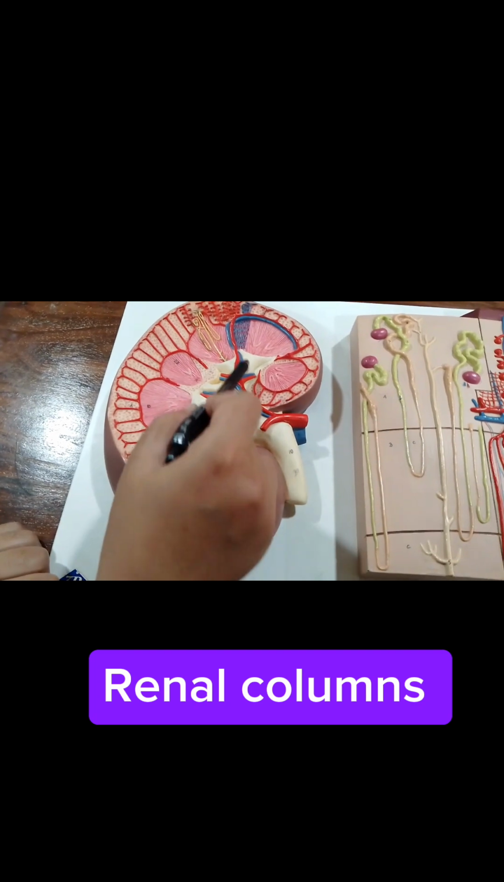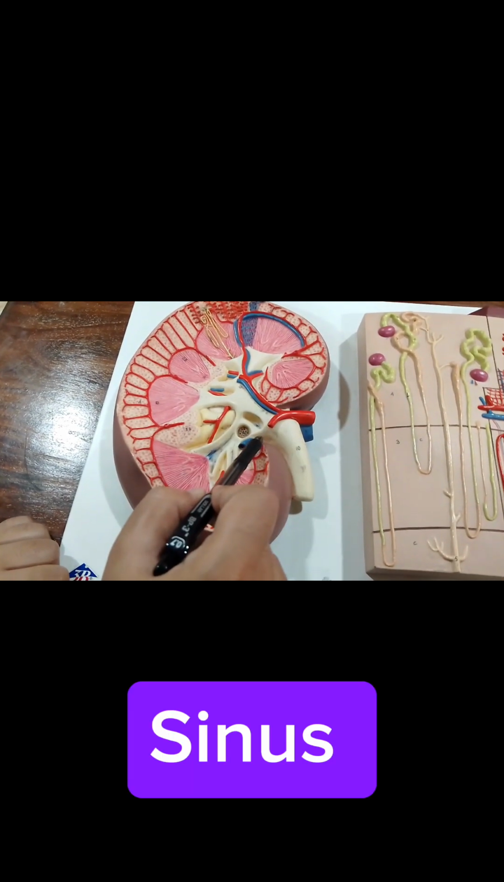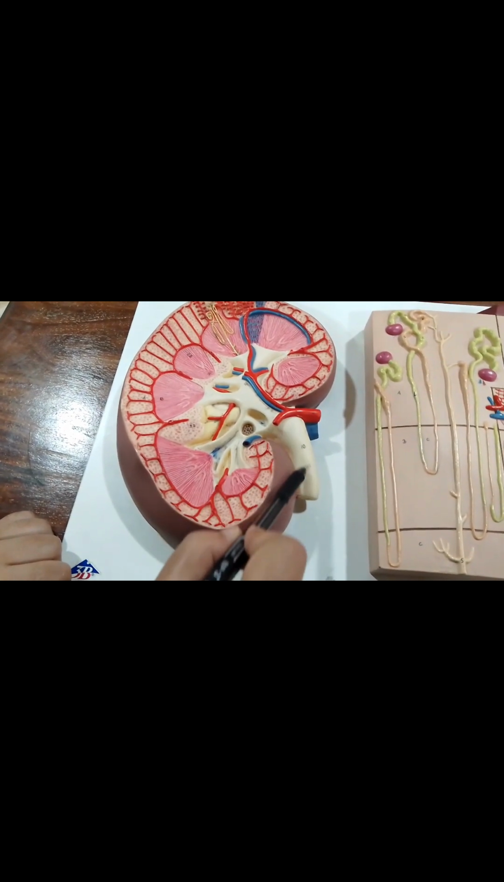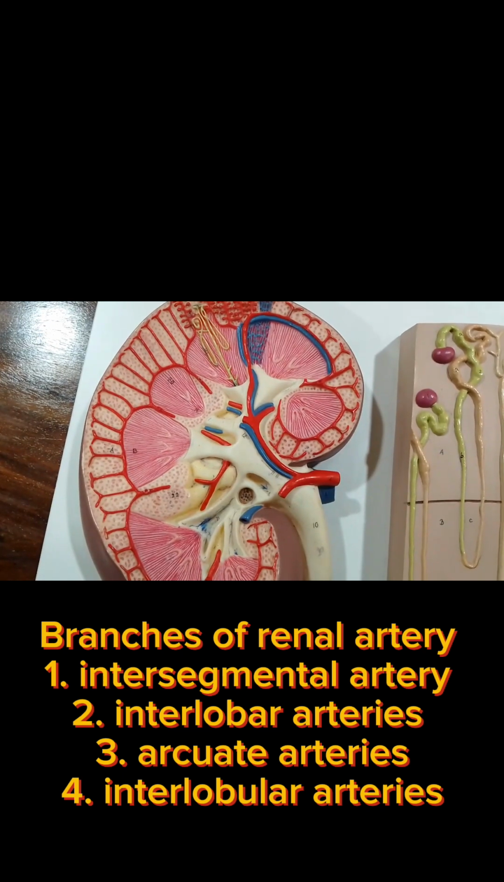And this structure you can see is called the sinus of the kidney, and the entrance where the vessels and the nerves enter is called the hilum of the kidney. This includes the ureter, renal artery, and the renal vein. Let us discuss the branches of the renal artery.